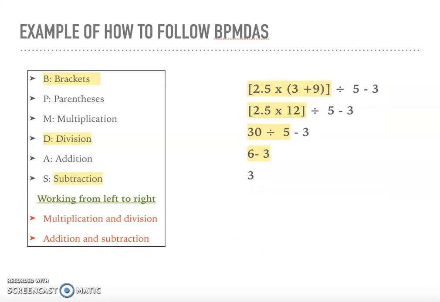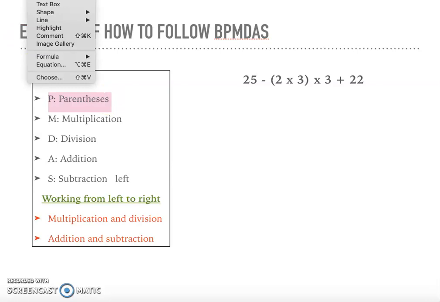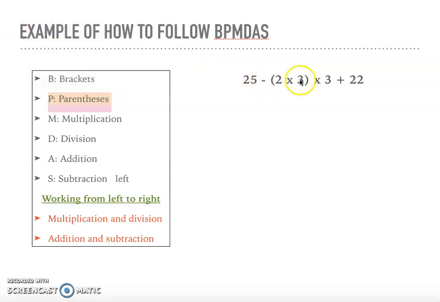Now, this other example that I have here, I have 25 minus parentheses 2 times 3 parentheses times 3 plus 22. So now, again, I'm going to write my BPMDAS. I do not have brackets, but I do have parentheses. So that is the first thing I am doing in this expression.